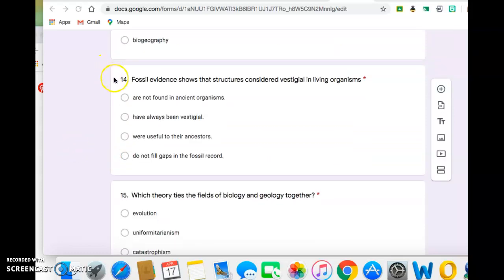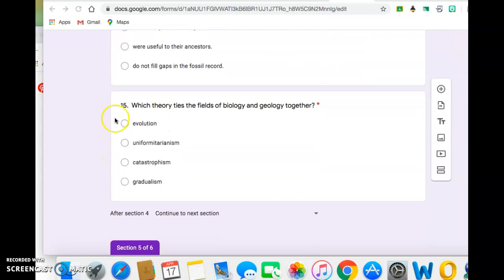Number 14. Fossil evidence shows that structures considered vestigial in living organisms are not found in ancient organisms, have always been vestigial, were useful to their ancestors, or do not fill gaps in the fossil record. Number 15. Which theory ties the field of biology and geology together? Evolution, uniformitarianism, catastrophism, or gradualism?